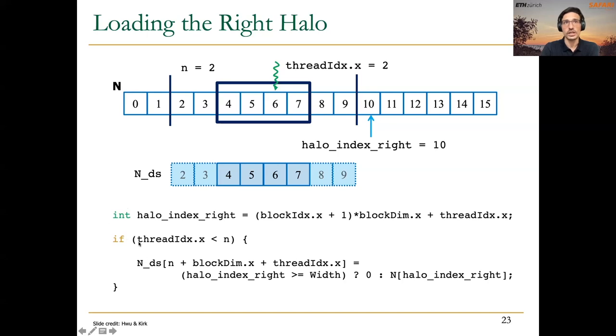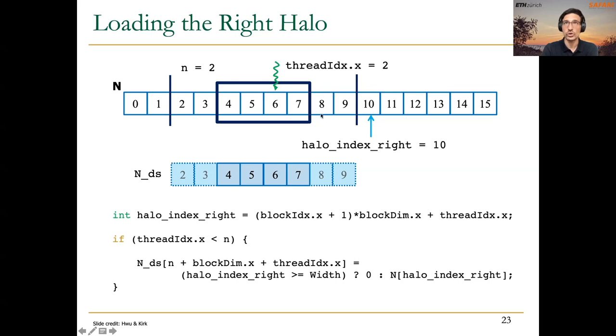And then inside this if statement, what we do is make sure that only those threads that are indexed with an index lower than the halo size, which is two in this example, so only threads zero and one, are going to work here. They have to go to the corresponding position in the array N that is in global memory, given by this halo index right. They read it from global memory and then store it in the corresponding place in shared memory. So for example, for thread zero, halo index right is equal to eight.